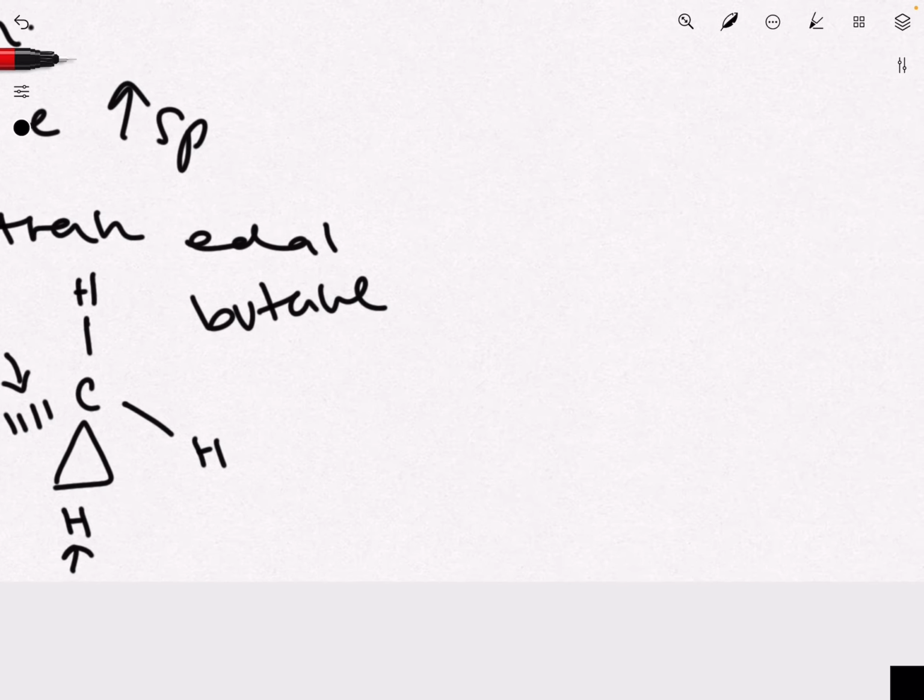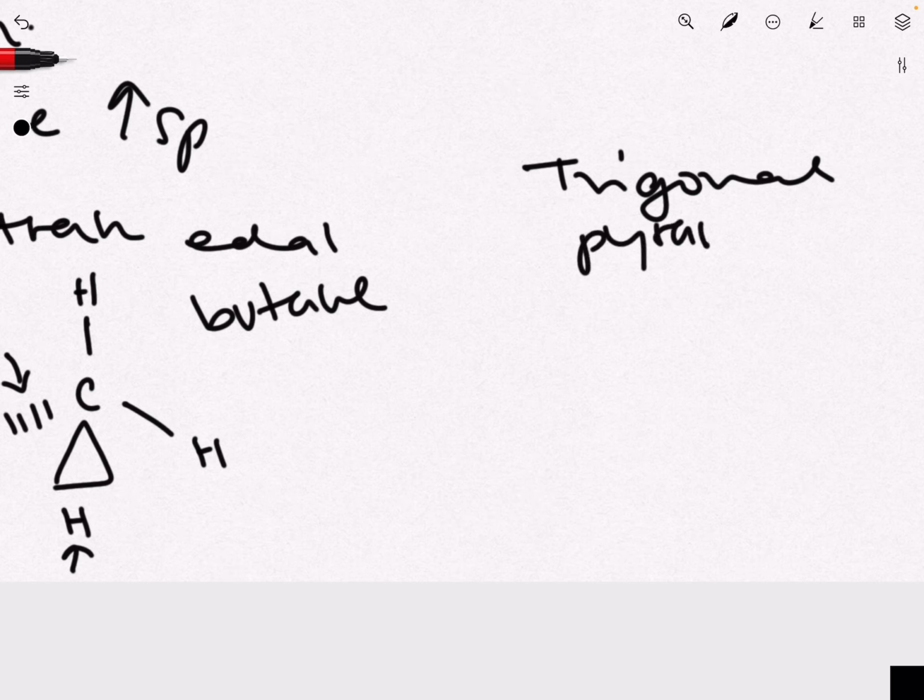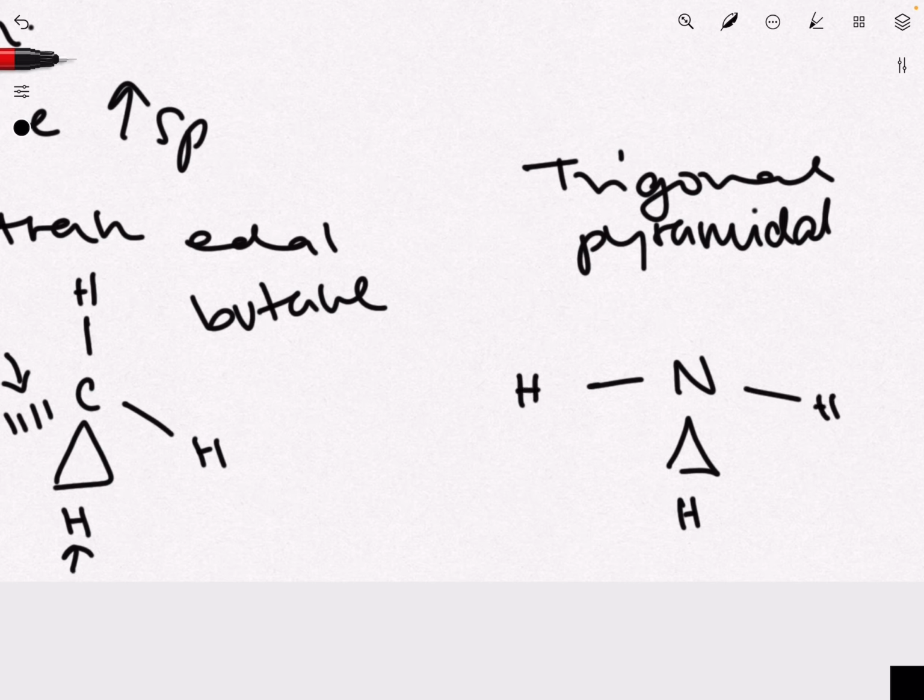Another 3D geometry that we will need to know is trigonal pyramidal. Now, a trigonal pyramidal structure is actually considered an electron geometry, and that is because ammonia here has a lone pair at the very top.